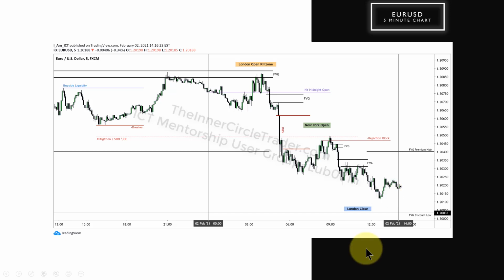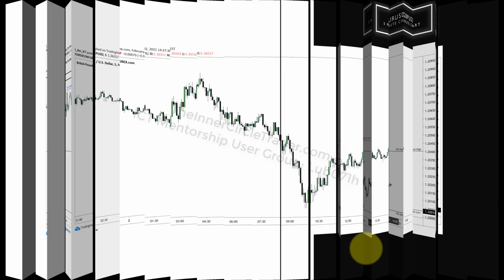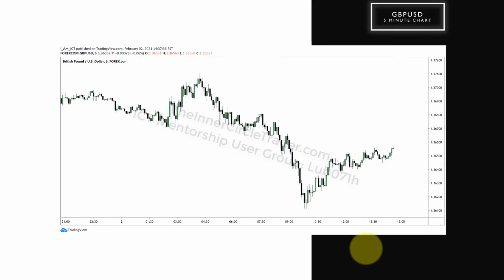All right, let's go over to cable. Here's the 5-minute chart on British pound versus US dollar. If you're not ready, pause your video.